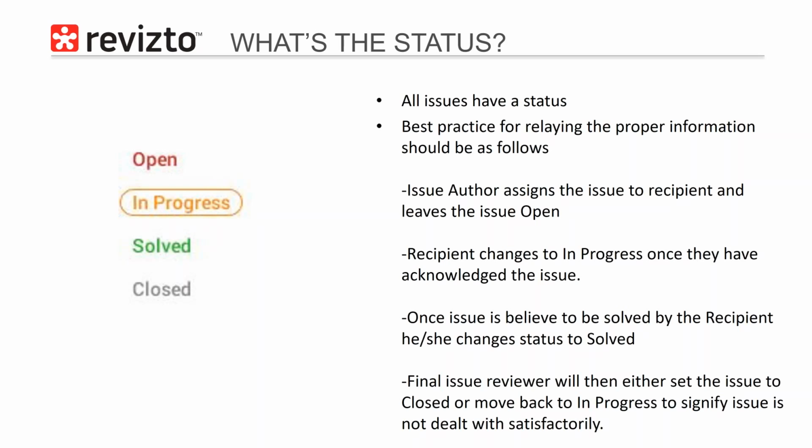Or he can say, this issue is not solved to my satisfaction. I'm going to move it back to in progress, and that lets everyone know that's involved in the issue that the problem was not solved to the reviewer's satisfaction and it needs to be looked at further. And a lot of the times, not only will that get changed back to in progress, but the chat dialogue inside of the Revizto issue tracker will also become active with all the reasons why it was changed back to in progress. And once again, that all happens in real time.